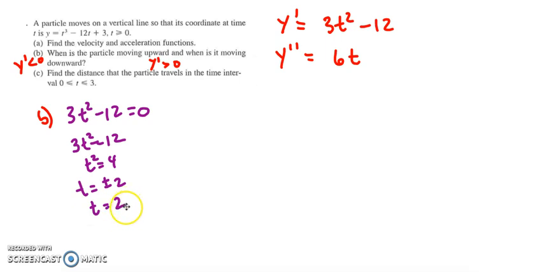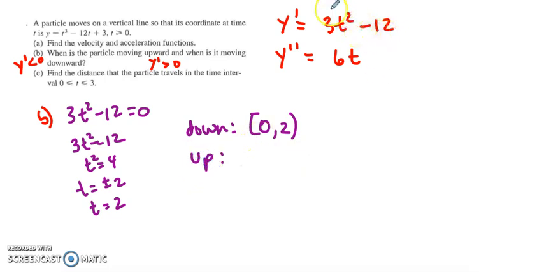We know that at t equals 2, the particle is changing direction. So the question is, between 0 and 2, is the particle traveling up or down? If I plug 0 into my derivative, I'm going to get a negative number, so my downward motion starts where time equals 0. If I plug in some number like 1, the motion is still downward. So the particle goes downward from 0 to 2.